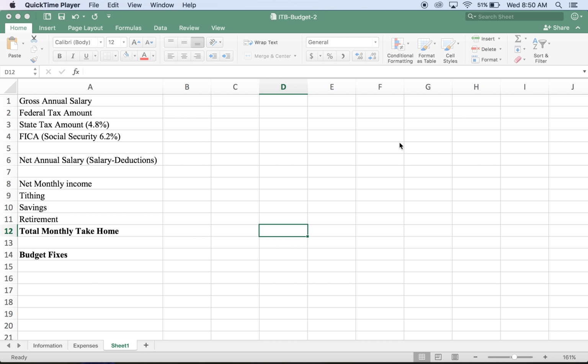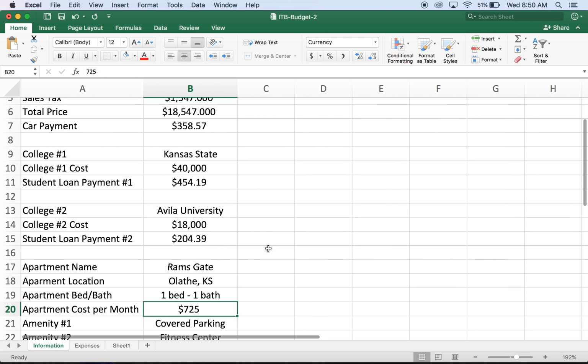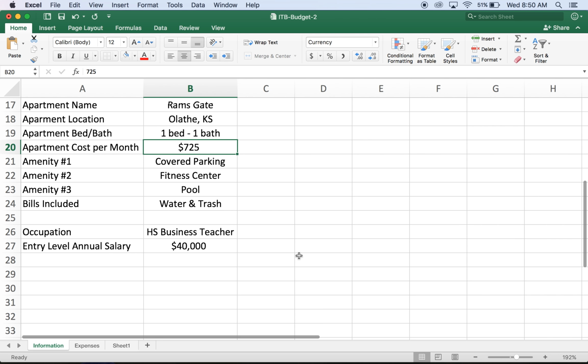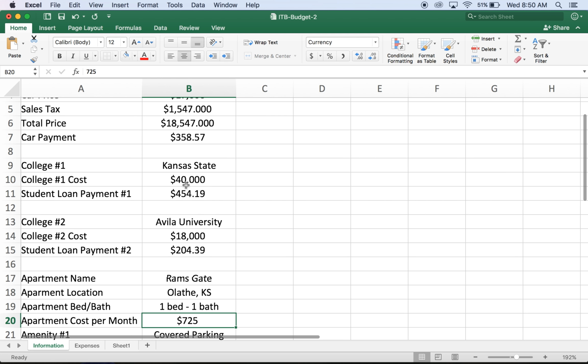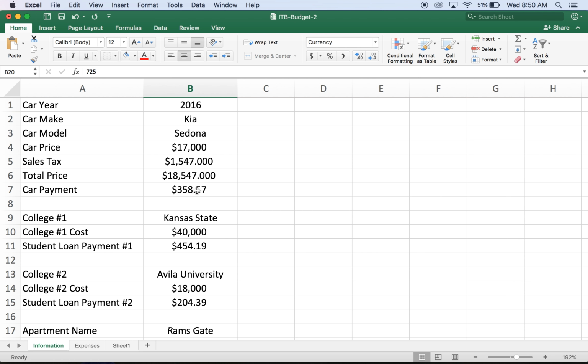Okay, here's the third page of our budget project. Again, we should have all of our information sheet figured out with our car, our college, any secondary or graduate college, apartment name, starting salary, occupation. Make sure that we calculated the student loan payment for both if you had two, and also your car payment as well.